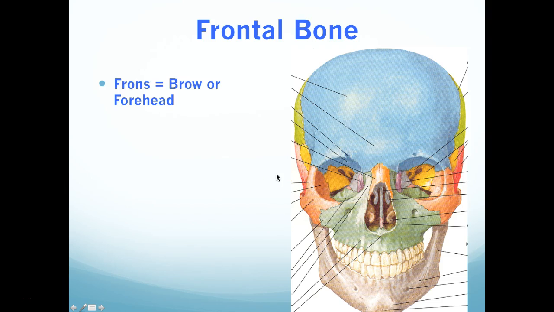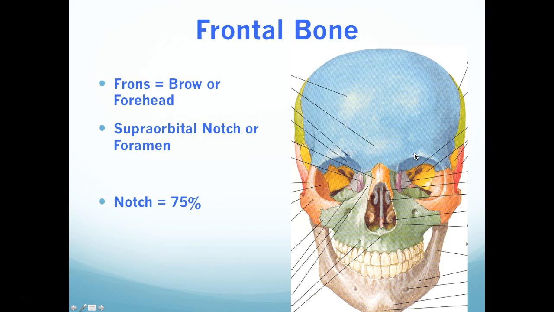So first we'll start with the frontal bone, and the word frontal came from the Latin word frons, meaning brow or forehead. And if you look at this supraorbital margin, you're going to see that there's a notch, which we call the supraorbital notch or supraorbital foramen. Now 75% of the time we have a notch, and the other 25% of the time you will have a foramen. So you could kind of feel your own supraorbital margin to see if you feel a little give in that area, then you have a notch. If it feels nice and smooth, that means you have a foramen.